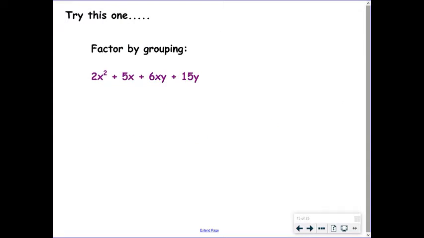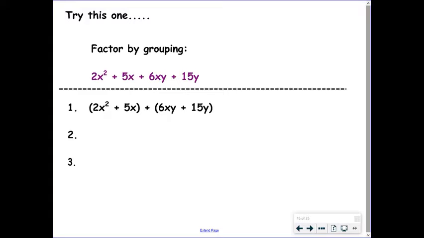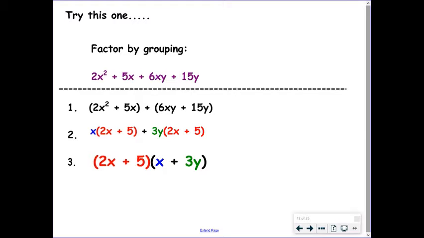All right, so give this one a shot. Hit pause. All right, so looking at this, first one, we're going to group the first two together. I'm going to take out an x, take out a 3y. Notice what's the same in both of them? The 2x plus 5, so I pull that out. What do I have left? X plus 3y.